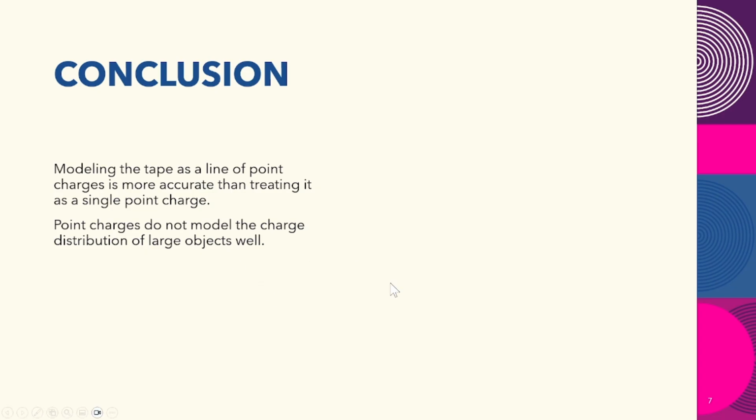And then conclusion. As I've reiterated, modeling the tape as a line of charges is more accurate than treating it as a single point charge, and point charges do not model the charge distribution of large objects well, because it's a singular point versus the 0.2 meter piece of tape that we had. Okay, that's everything.